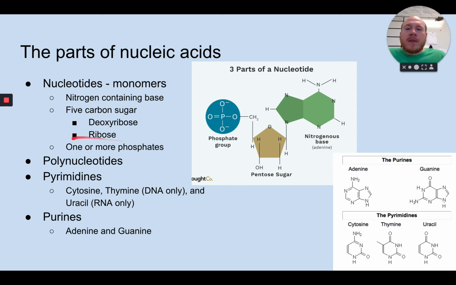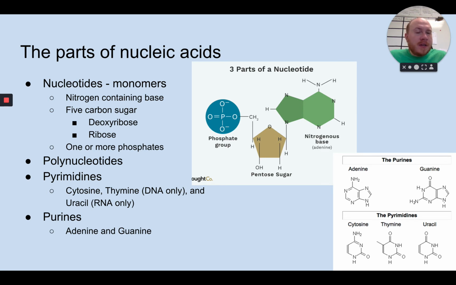And they generally have one or more phosphates as well. They actually start off with 2 to 3 phosphates before they're synthesized together, and those phosphates get pulled off, and that's how they get put together into their polymers. A polynucleotide is going to be either DNA or RNA. So we take a whole bunch of the nucleotide monomers and we put them together to make a polymer.